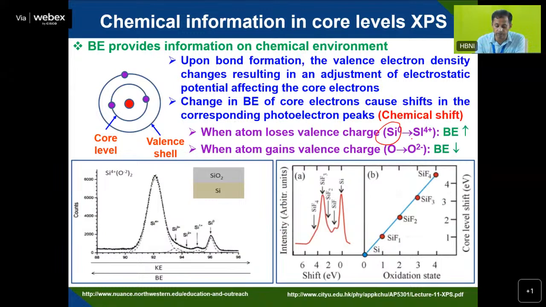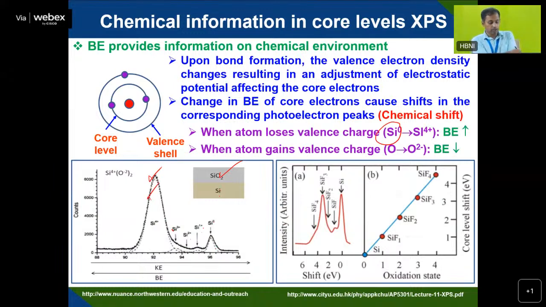One example is silicon 0 to silicon +4, and oxygen to oxygen 2 minus. When an atom gains valency charge, the binding energy will decrease. You can see this particular example. This is a silicon substrate, on which SiO2 is grown. You can get silicon in different oxidation states: silicon 0, silicon +1, +2, +3, and this is the +4 peak.